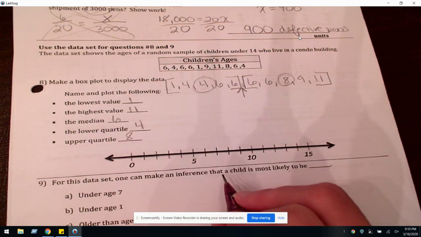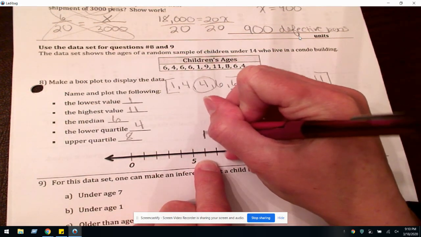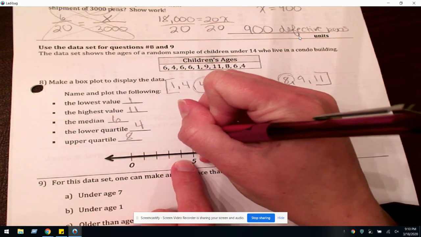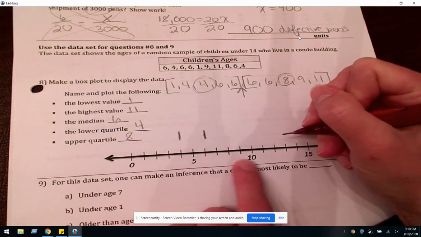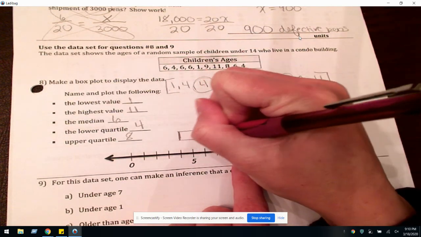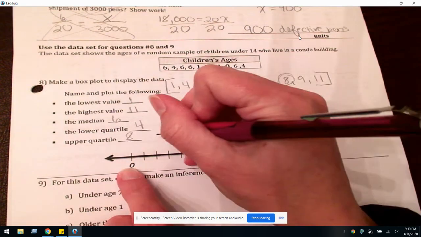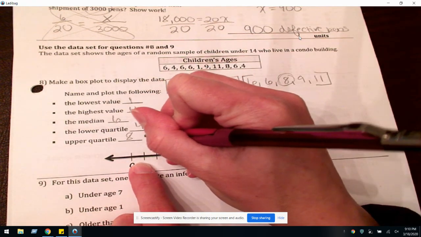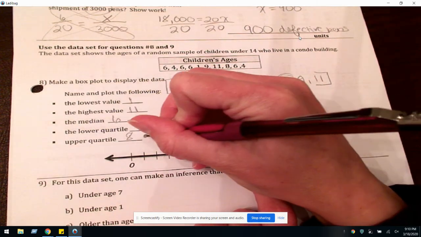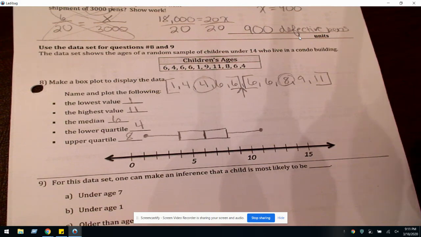So then we do our box plot. Okay, our median is at 6. Our lower quartile is at 4. Our upper quartile is at 8. So there's my box. I'm going to put dots at my lowest amount, which is 1, and my highest amount, which is 11. And there's my whiskers. So there's your box plot.